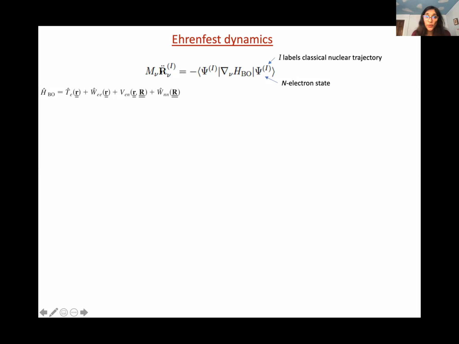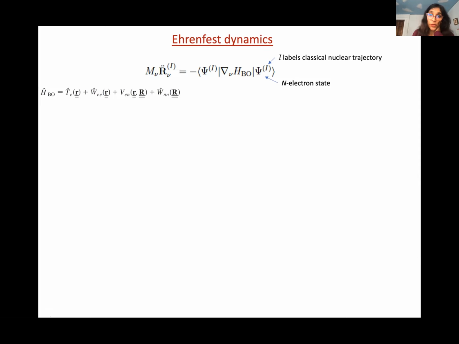So if you look at the Heisenberg equation for the nuclear coordinate, you just get minus the gradient of the Born-Oppenheimer Hamiltonian. But if you then equate that to its expectation value, that essentially defines the Ehrenfest dynamics. So for each nuclear coordinate in Ehrenfest dynamics, you usually run an ensemble of nuclear trajectories, each of which is associated with an electronic state. So psi here is the n-electron, many-body state. I here is labeling the classical nuclear trajectory in our ensemble, and this is the gradient of the Born-Oppenheimer approximation.